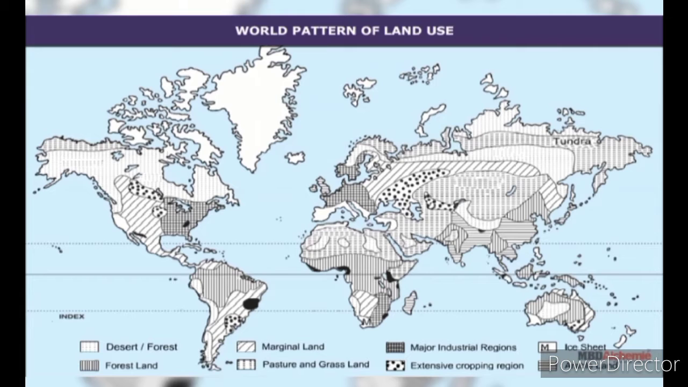World pattern of land use. The world pattern of land use is given on the map below. It will be observed that both climate and relief factors determine land use patterns. In major parts of the world, nomadic herding and primitive agriculture are still practiced, whereas in developed parts of the world, commercial agriculture is practiced.